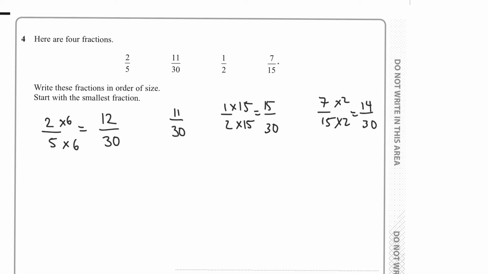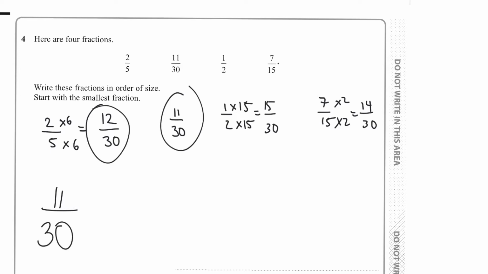So having a look at these, to write the smallest fraction first, you want to look at the fraction with the smallest numerator. So the one with the smallest numerator is the 11 over 30. So we're going to write that one first. Then the next smallest is 12 over 30. But because the original fraction was 2/5, write it as 2/5.